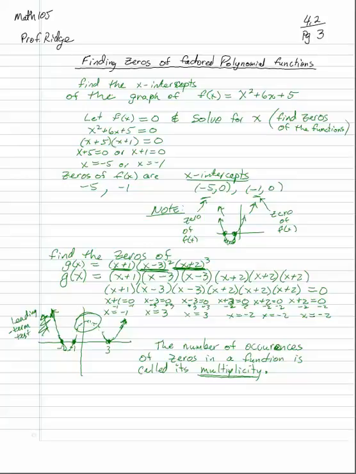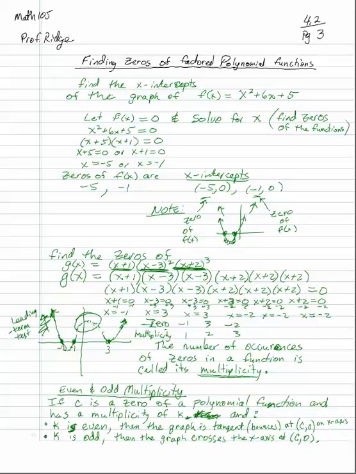Okay? So let me write it this way, zeros and multiplicity. For -1 the multiplicity is 1, 3 has a multiplicity of 2, and -2 has a multiplicity of 3. So multiplicity is the number of times it happens. This is the thing that I was just doing on the graph.